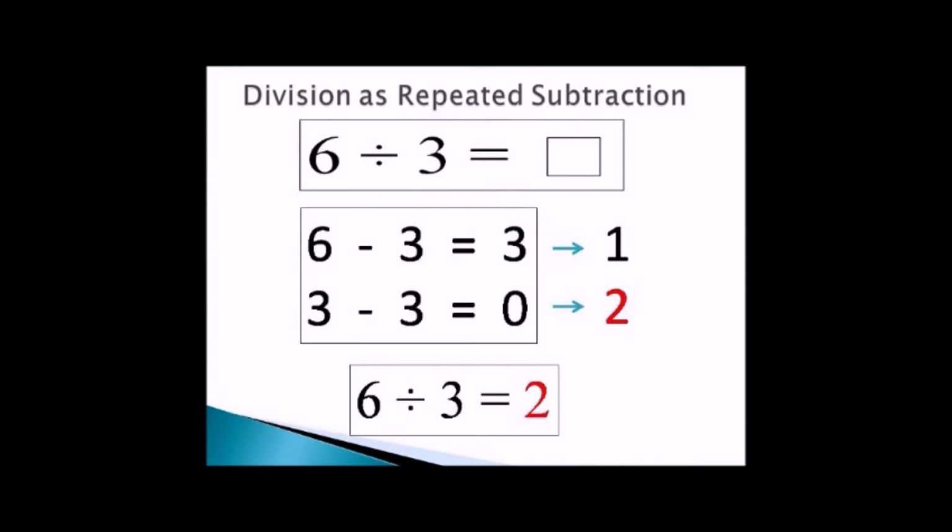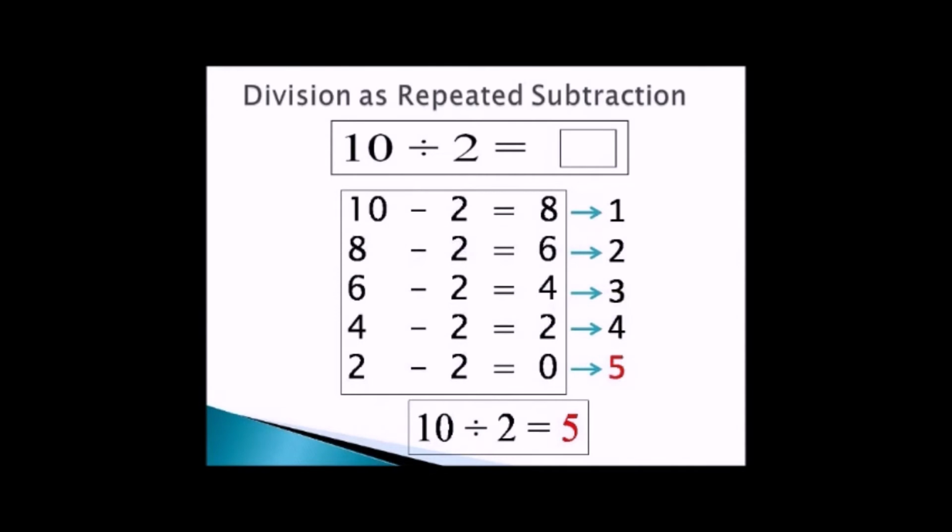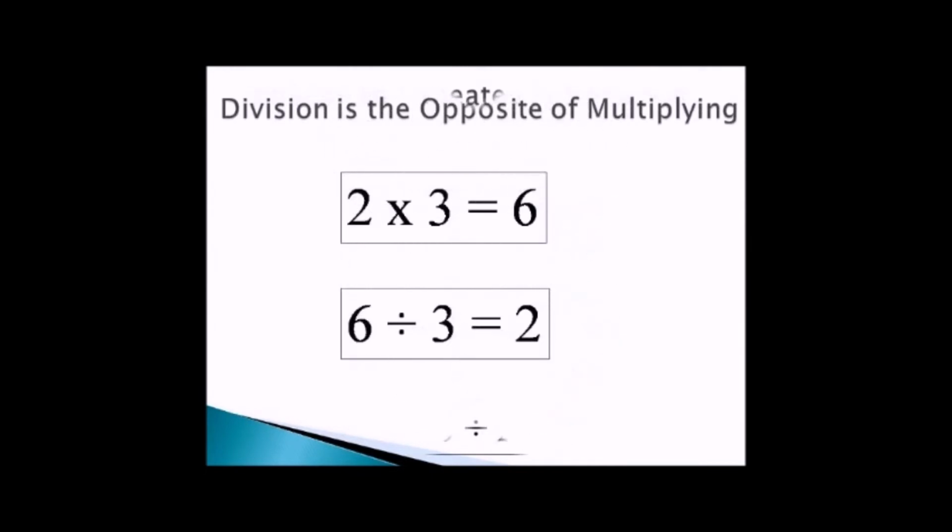You can stop. So let's explore this division as repeated subtraction, because students may not be able to divide, but then they should be able to subtract. Let's try another one. 10 divided by 2. So 10 take away 2 is 8. 8 take away 2 is 6. 6 take away 2 is 4. 4 take away 2 is 2. 2 take away 2 is 0. Then we stop, count the steps: 1, 2, 3, 4, 5. So 10 divided by 2 is equal to 5, because we subtracted 5 times. That's division as repeated subtraction, and it's good for them to have this skill early on.